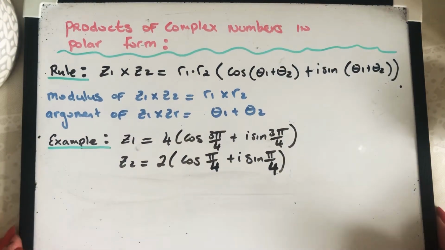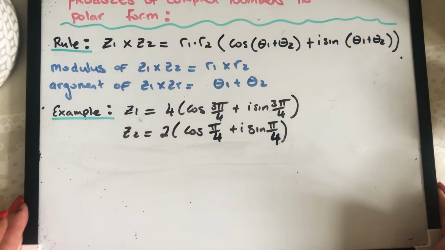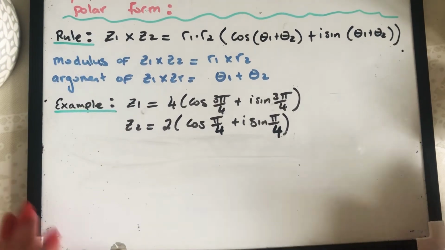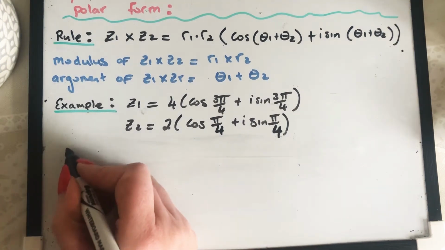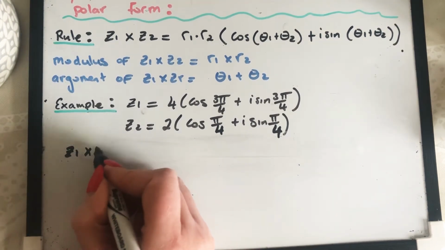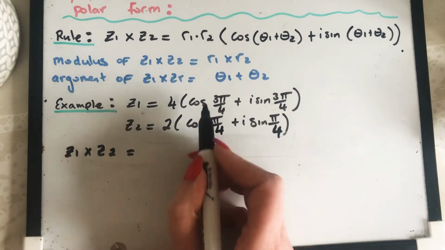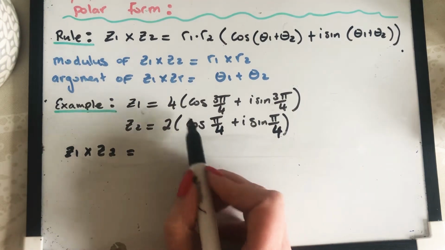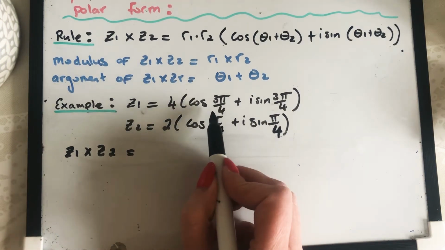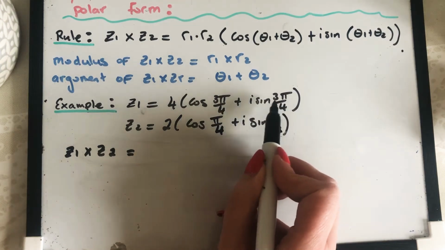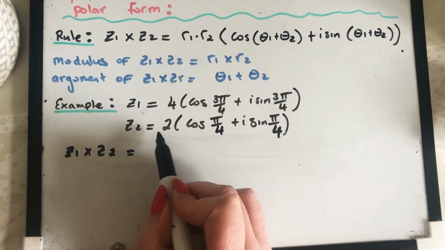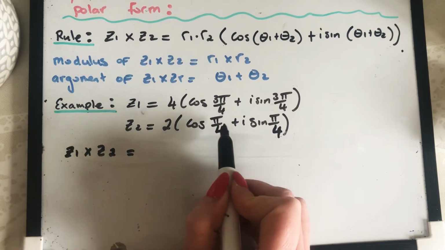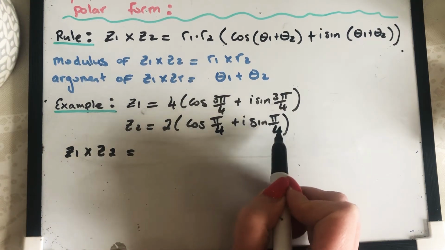Let's look at this example to fully understand what we're talking about here today. We're asked to find z1 multiplied by z2. Here we have two complex numbers in polar form. 4 cos 3 pi over 4 plus i sine 3 pi over 4 is our z1 in polar form, and z2 is equal to 2 cos pi over 4 plus i sine pi over 4.